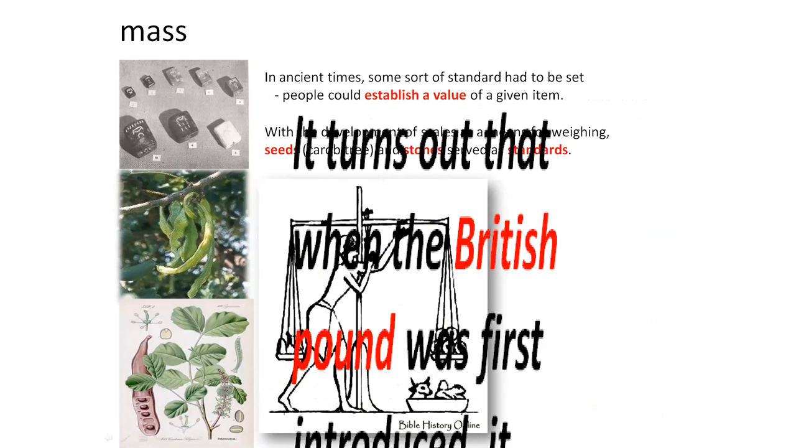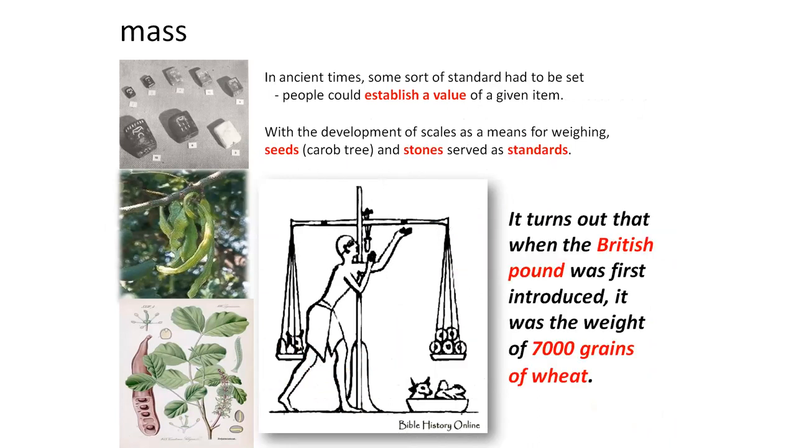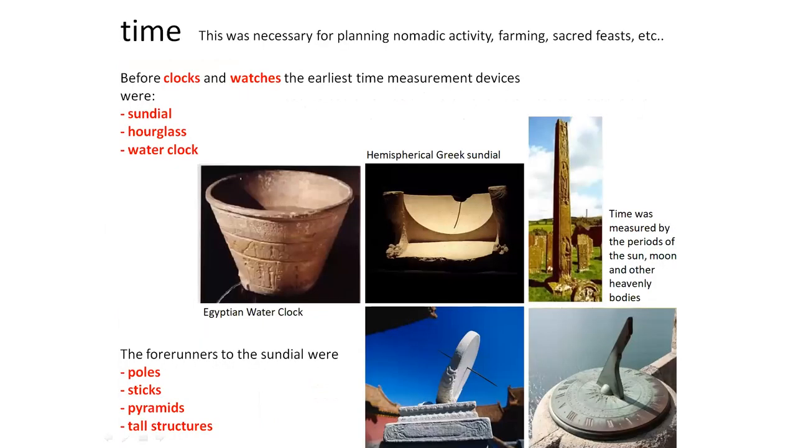It was said that when the pound was introduced for the first time, it was a weight of 7,000 grains of wheat. That was the definition of the British pound at the time.